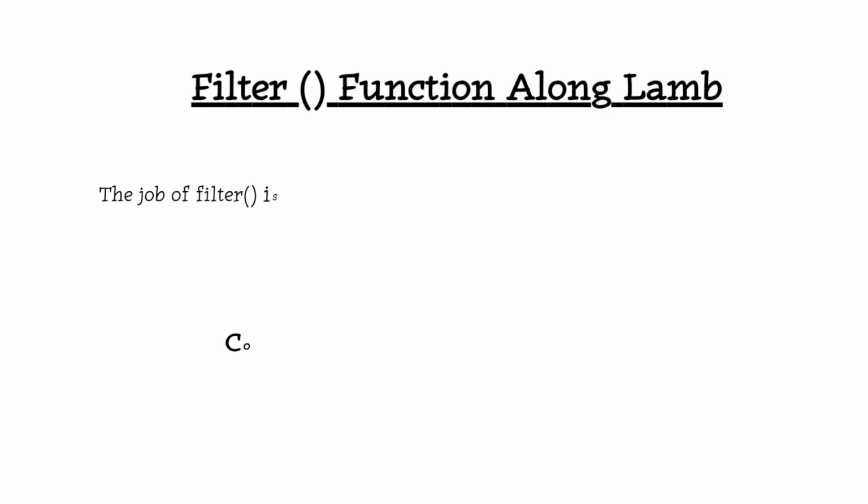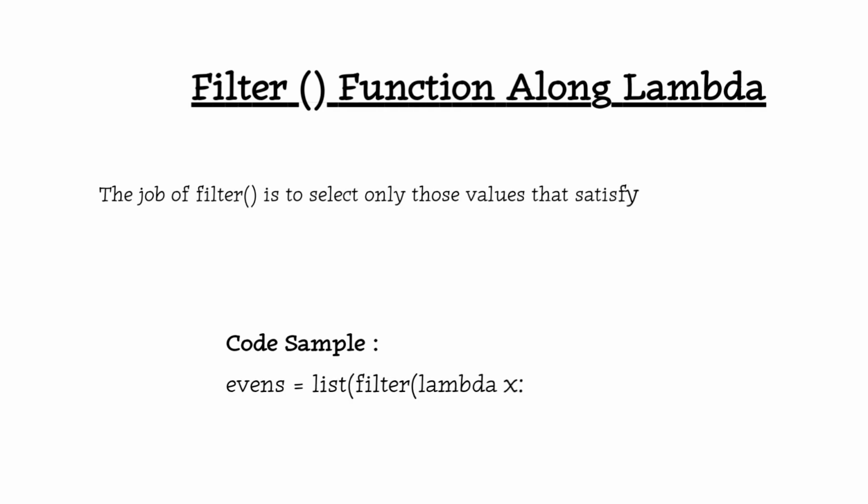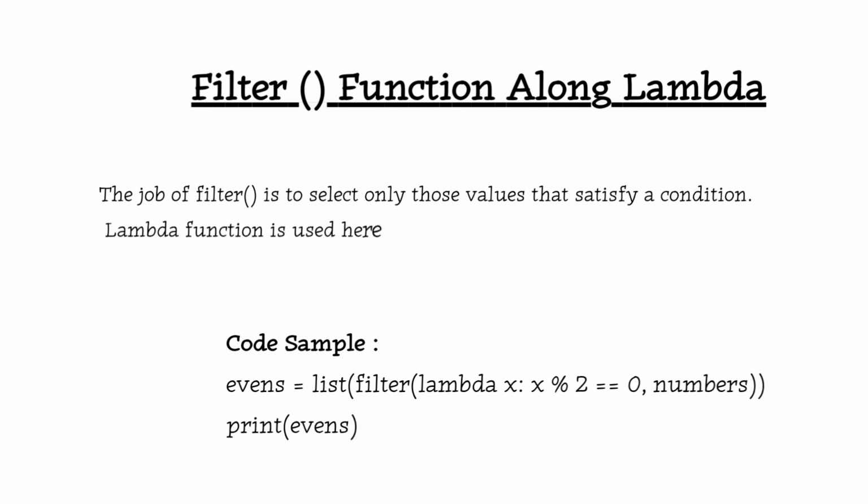Let's now see a filter function as well along with the lambda function. The filter function is used to select only those values which satisfy a certain condition under the expression, and the lambda function is used to write a condition specifically. So if I want to calculate the even numbers from the given list that I have already taken as an example, I want to calculate the even numbers from that list specifically.